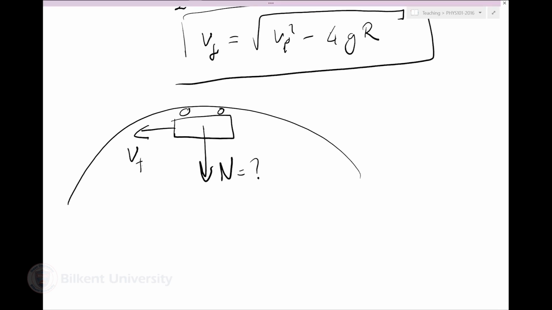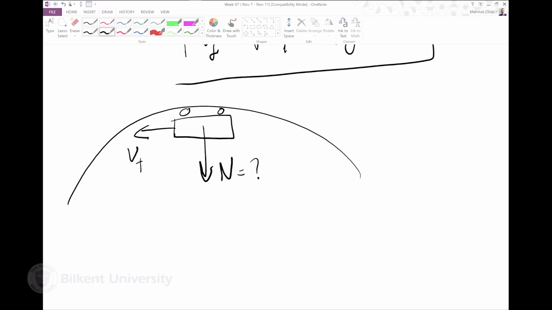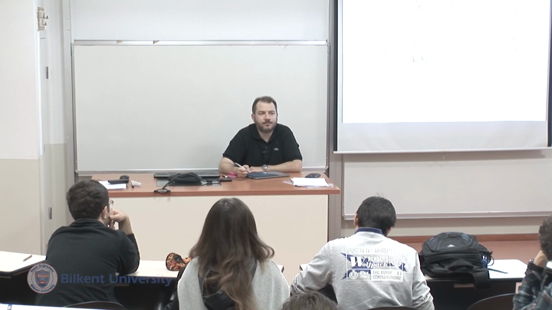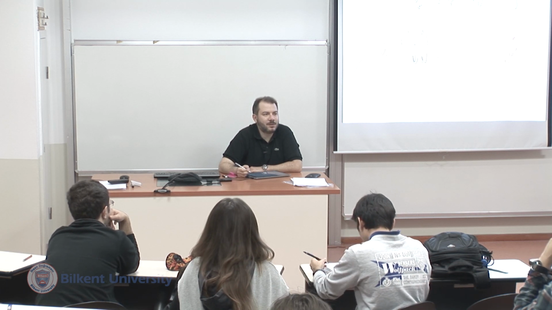How do we calculate forces? We draw a free body diagram. So let's draw a free body diagram for my car. What forces do I have? I said normal force will be down. I will also have mg down. Do I have any other forces? No. These are the two.